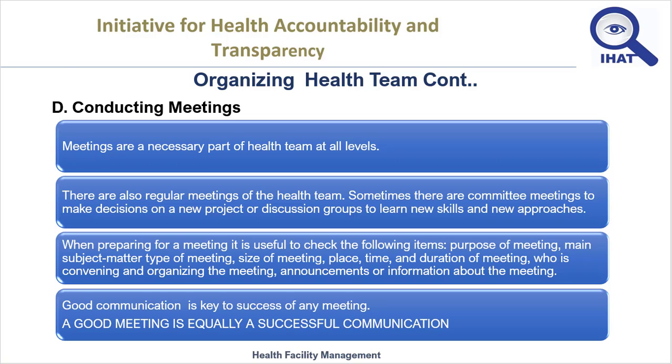When preparing for a meeting, it is useful to check the following items: purpose of the meeting, main subject matter, the type of meeting, size of the meeting, place, time, and duration of the meeting, and who is convening and organizing the meeting. Announcing information about the meeting is also very important. Good communication is key to the success of any meeting. A good meeting is equally a successful communication.